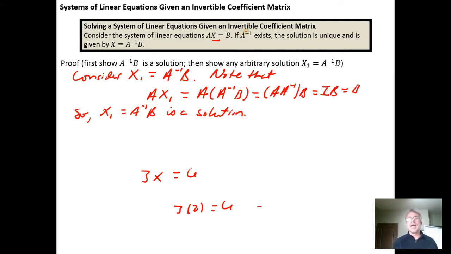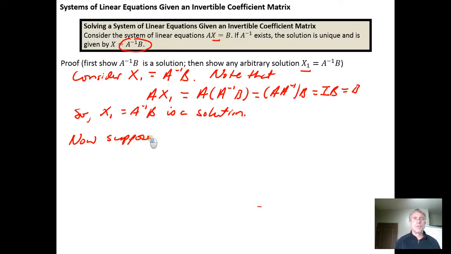We showed that if A inverse exists, then clearly this is a solution. We plug that in for x and it does generate a B. Now we need to show that it's got to be unique. So what we do to do that is we suppose there's some other solution. We'll call it x sub 2. We called this one x sub 1. So now suppose there is another solution, x sub 2.